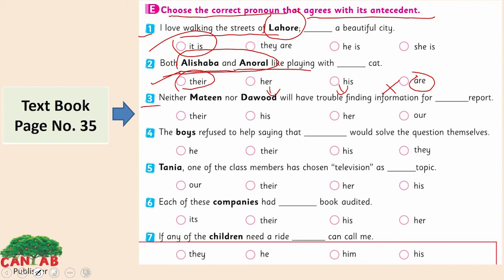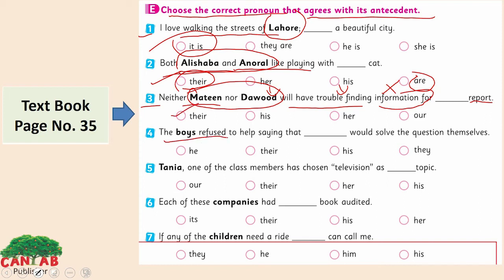Look at the third one. Neither Mateen nor Daud will have trouble finding information for their report. Yes, again we have two persons here, plural nouns. So what will we do? The pronoun should be in agreement with the number here. The noun here is two, so their pronoun should be plural too. We cannot say his or her. It indicates only one person. There is no agreement in number. If we use a plural pronoun for them, it will be in agreement with their number. So their will be the right answer here.